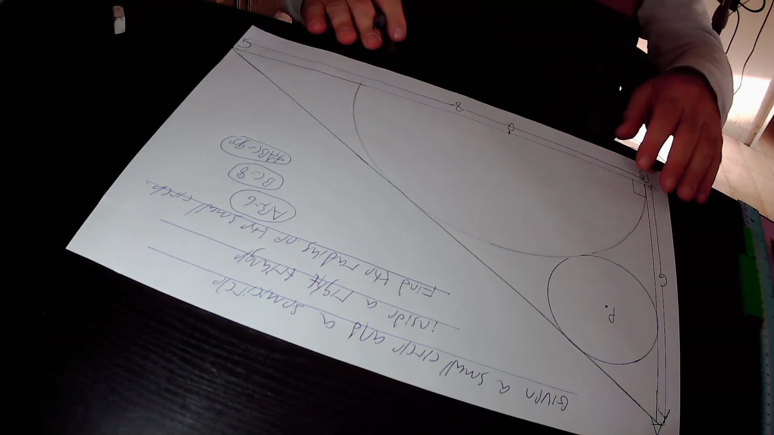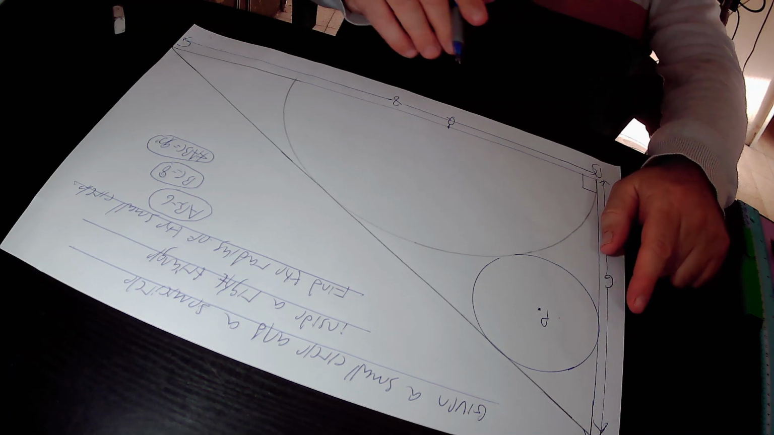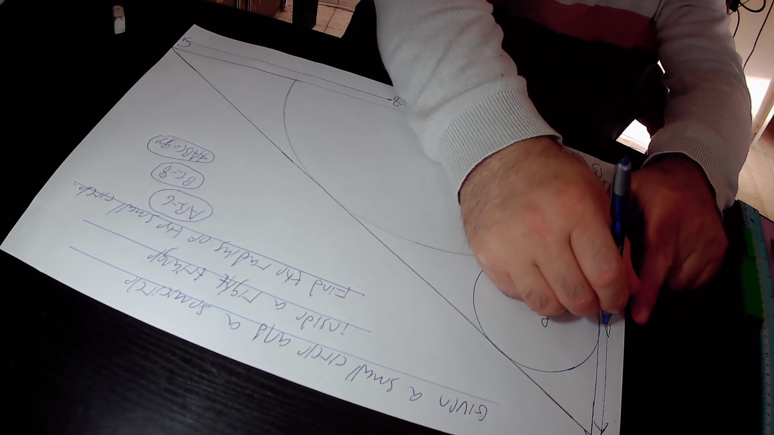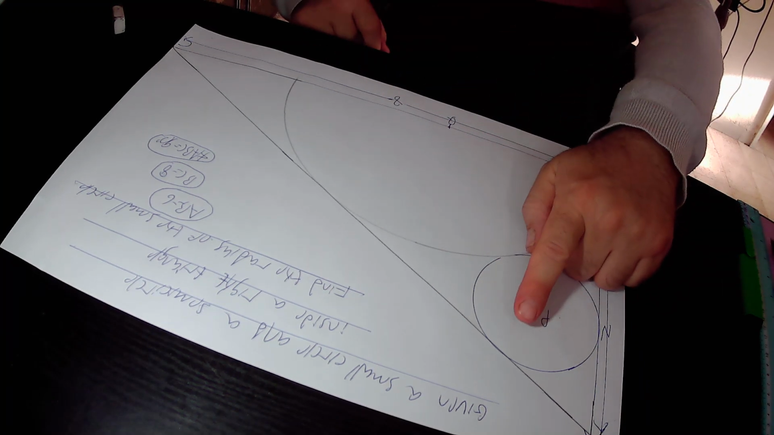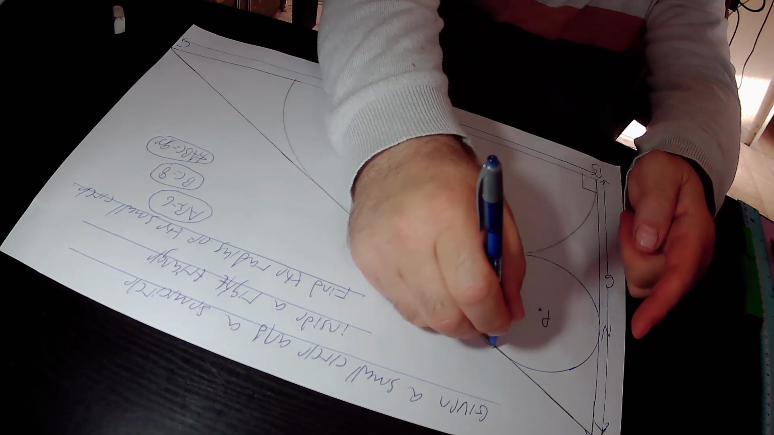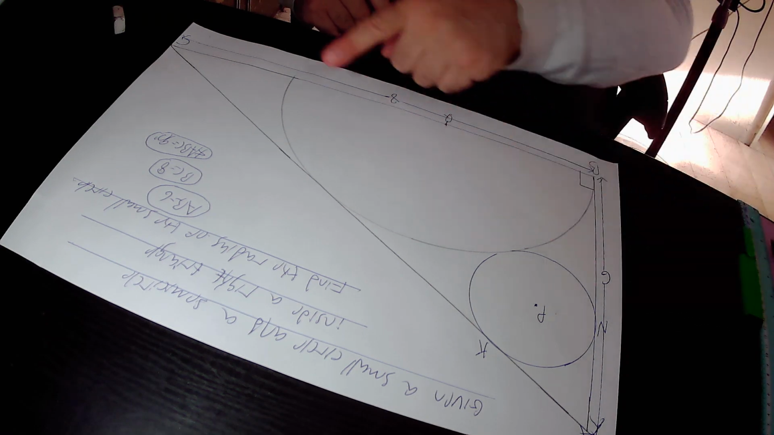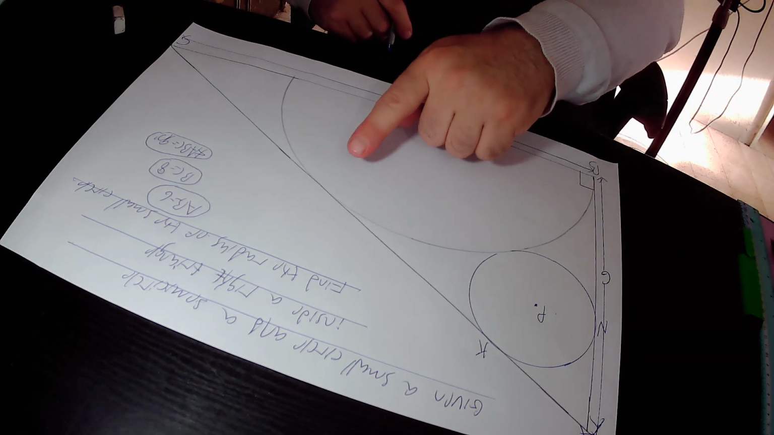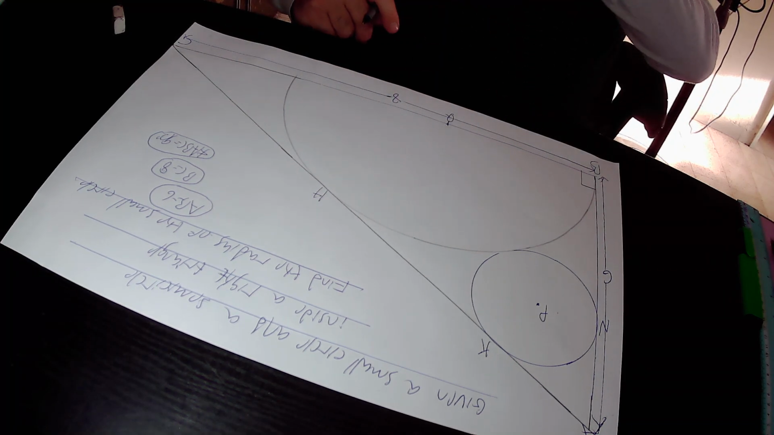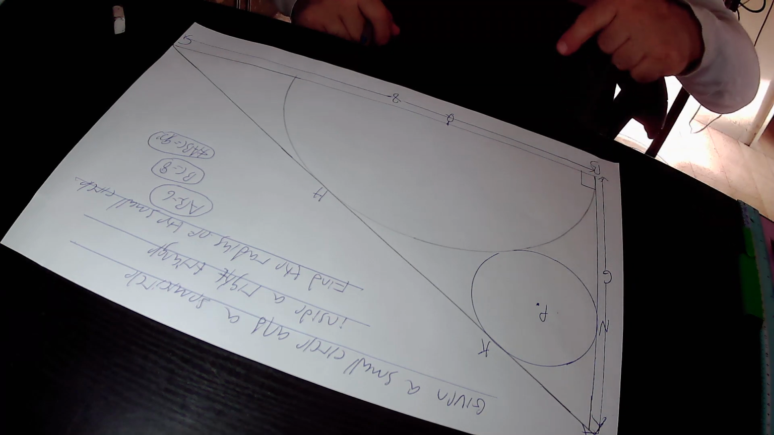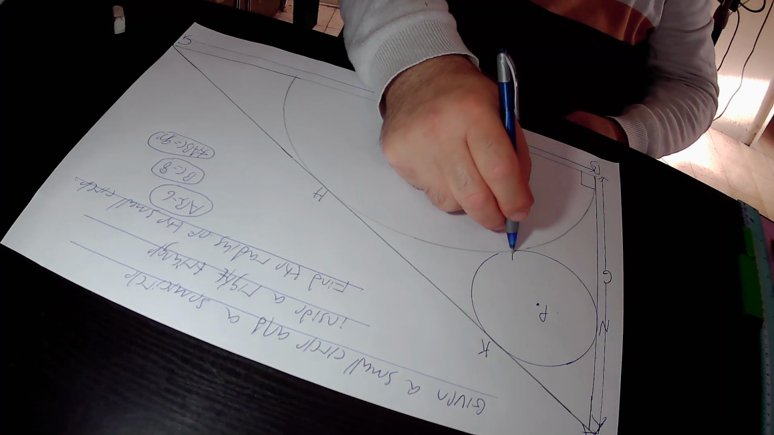We will define the point of tangency of tangent AB with this small circle. This point is point N. We will define the point of tangency of tangent AC with this small circle. This point is point K. We will define the point of tangency of tangent AC with this big semicircle. This point is point H. And finally, we will define the tangent point of this small circle with this big semicircle. This point is point L.